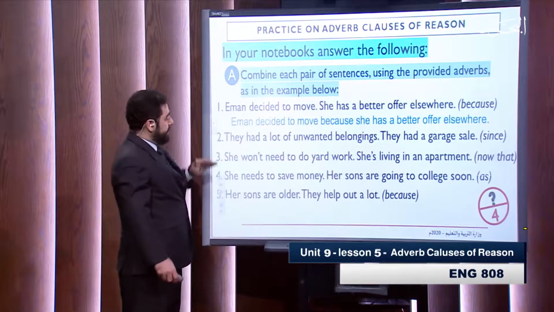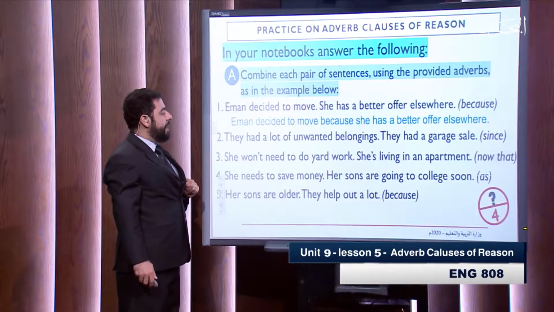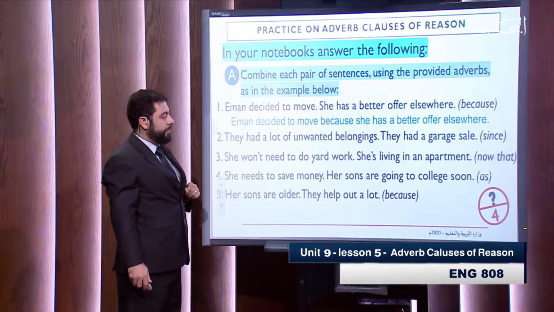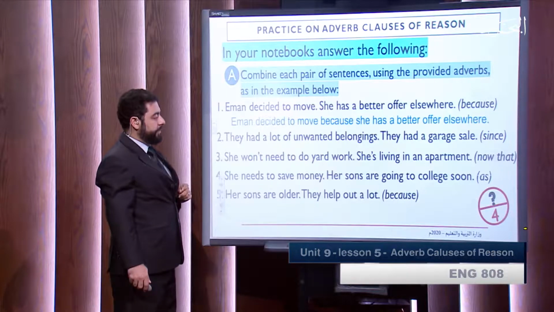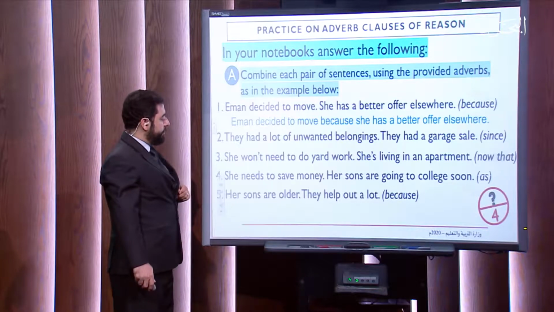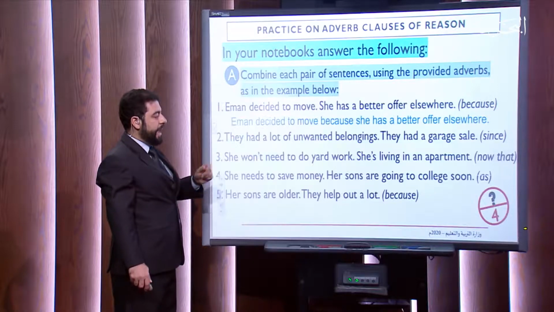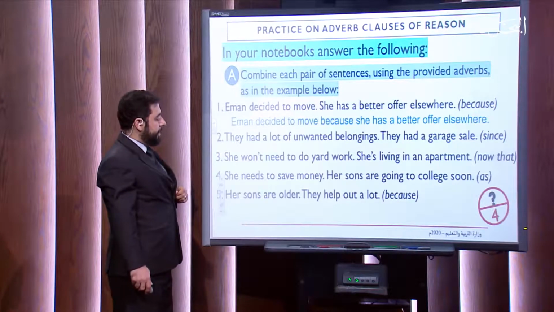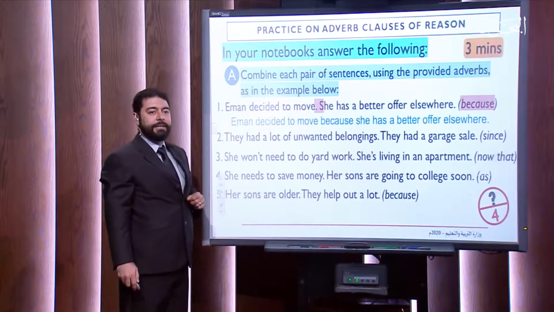Now your task is to combine 2 to 5. Let me read them for you. 2. They had a lot of unwanted belongings, full stop. They had a garage sale. You have to use since. 3. She won't need to do yard work, full stop. She's living in an apartment. Now that. 4. She needs to save money, full stop. Her sons are going to college soon. You have to use as. 5. Her sons are older, full stop. They help out a lot. You have to use because. And you have 3 minutes to answer this.